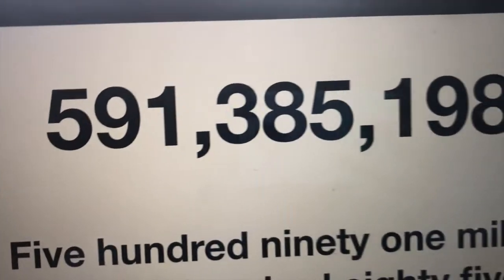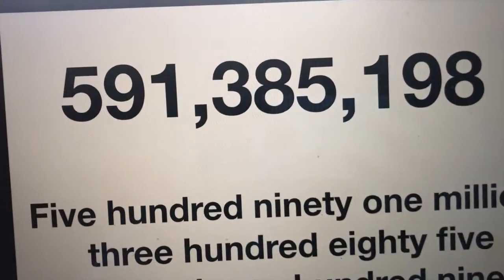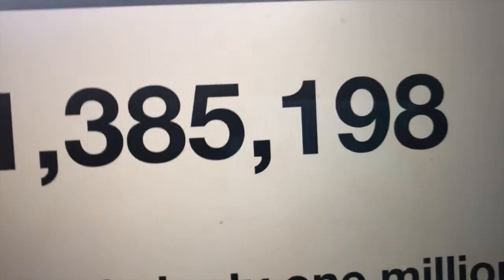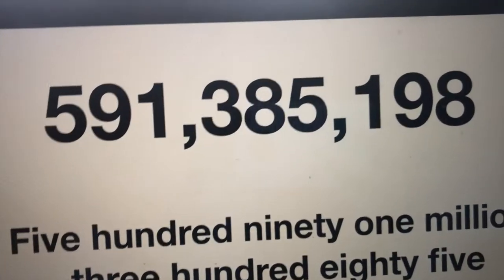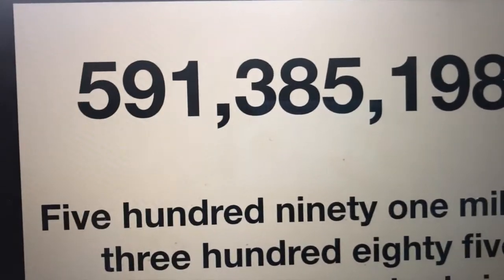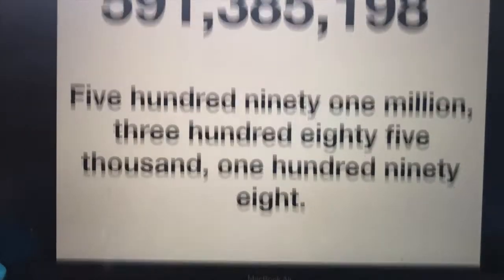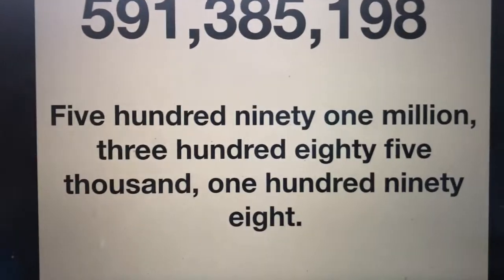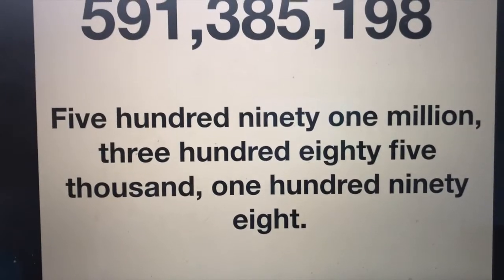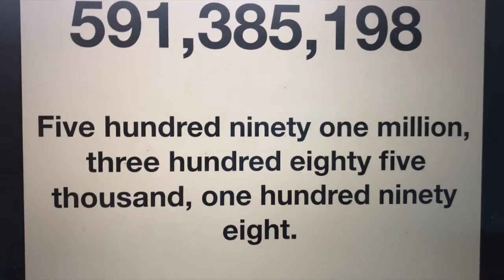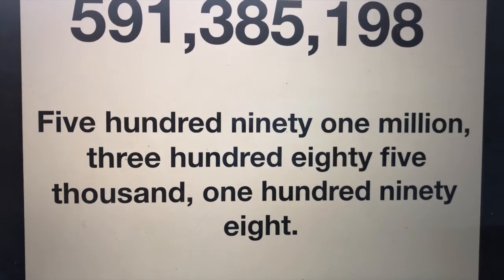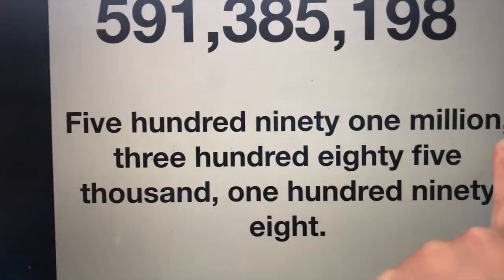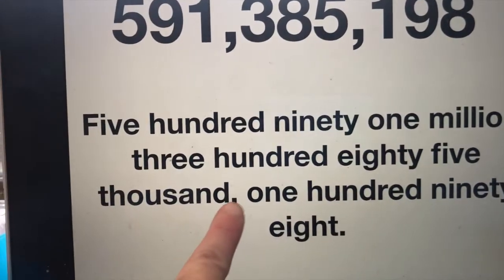Lastly, looking at this number, I just want to review the different forms of the number. This is the standard form of the number, so just written out with numbers. When you write it out with words, that's called the word form. So here is the word form of this number. 591,385,198. Notice I still included the commas where they're needed within the number.